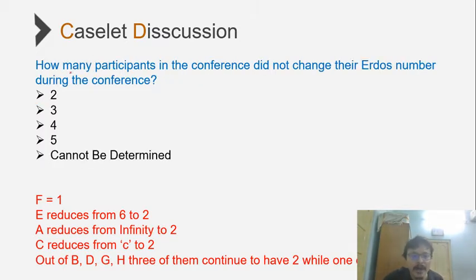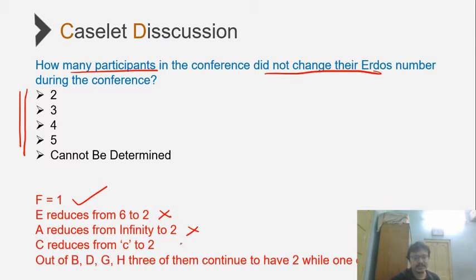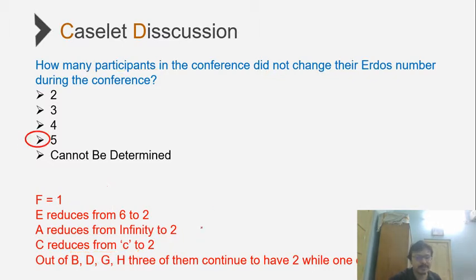Second one, how many participants did not change the Earth number during the conference? F did not change, E changed, A changed, C changed. These 4 people continue to have the same Earth number, either 2 or 7. So basically you have 4 people here, 1 person here. That's a total of 5 out of 8 people who did not change. These are the 3 people who changed their Earth number. Hence the answer is option D, that is 5. Remember, F also did not change his Earth number, with an Earth number of 1, which was the least Earth number in the group.